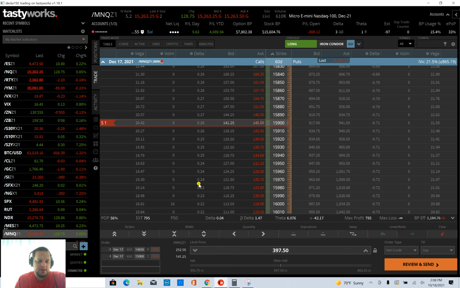If you're doing short strangles on other equities, you can use the same type of setup that you have going on with that. So not a whole lot different between equity and futures. The big thing is to not get over leveraged, like I said, because of the SPAN margin.